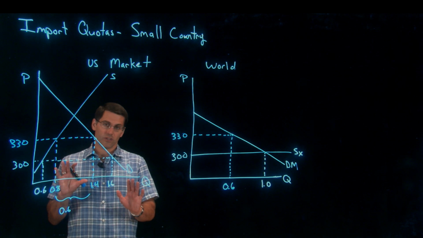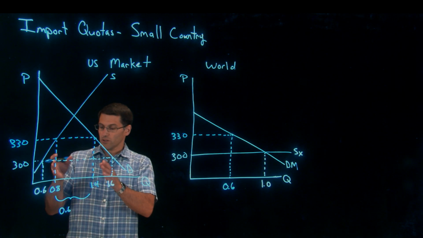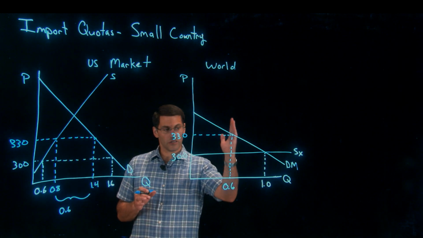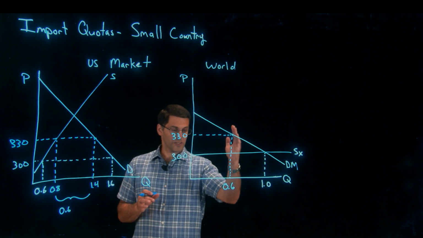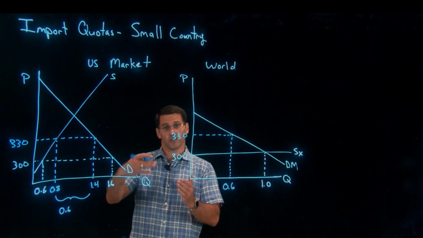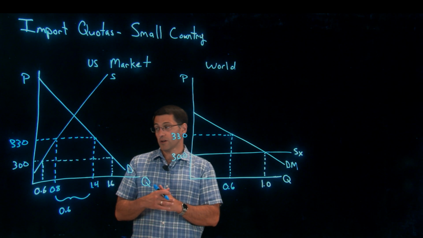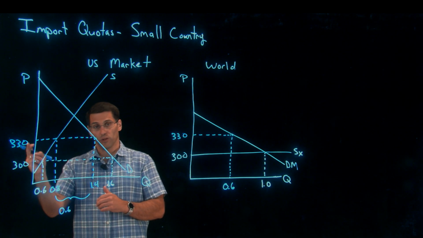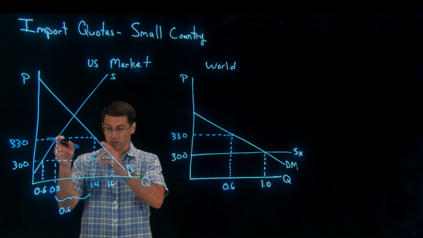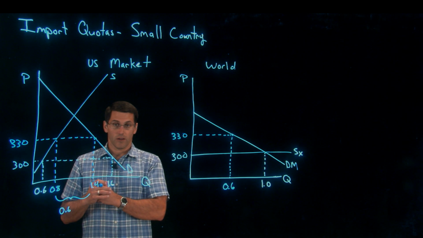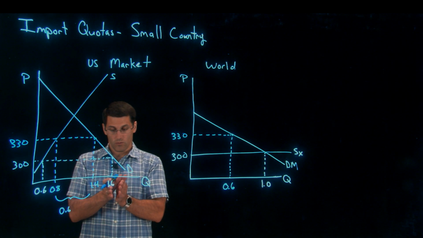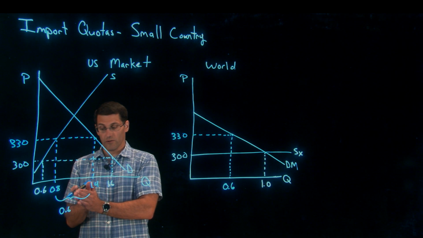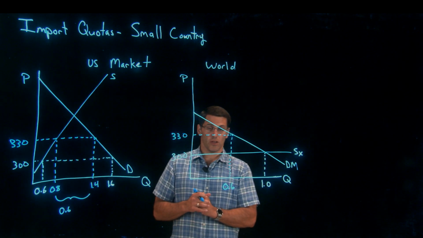And so when I said there's an equivalence here, basically, you could get this same outcome. With a quota, you pick the amount that you're going to limit imports to, in this case 600,000, and that pushes the price up to 330. Alternatively, you could set the tariff at $30, pushing the price up to 330, and that would give you the same result: domestic consumers would demand 1.4 million bicycles, domestic producers would supply 800,000, giving us imports of 600,000 or 0.6 million.